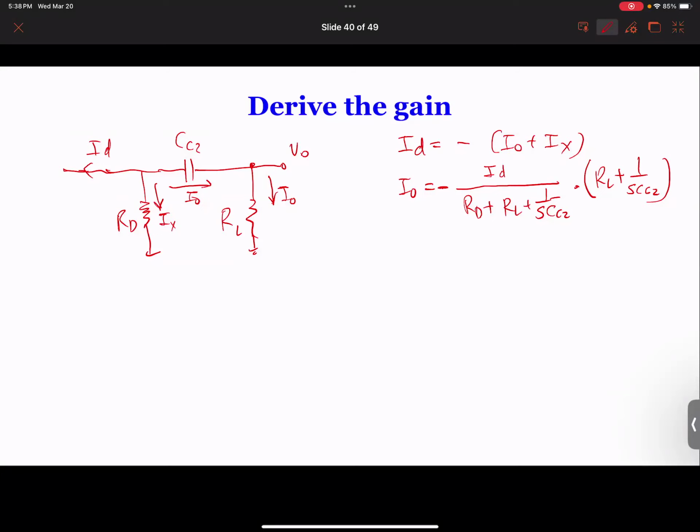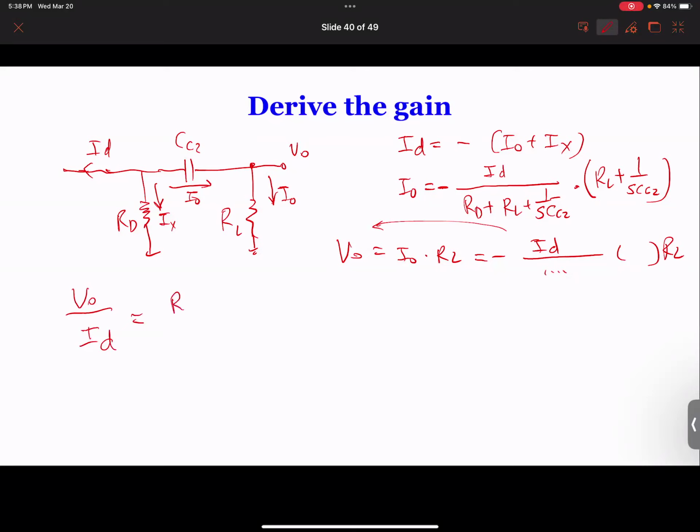Once we get IO, VO is IO times RL. So now we can get minus ID times all this and times this, and then also times RL. Now we can move ID to this side. So we get VO over ID, which is going to be equal to, I can rewrite all this thing.